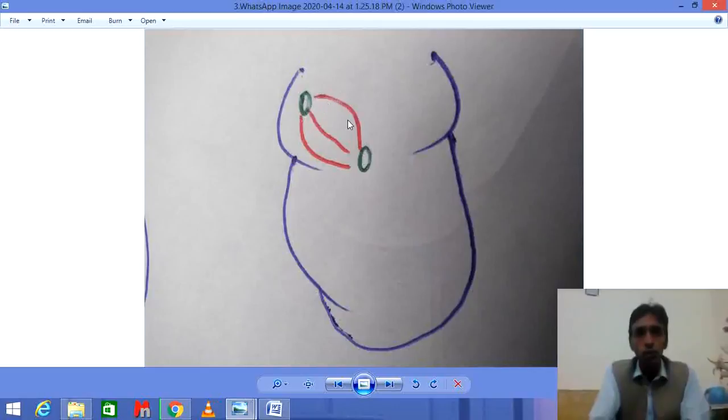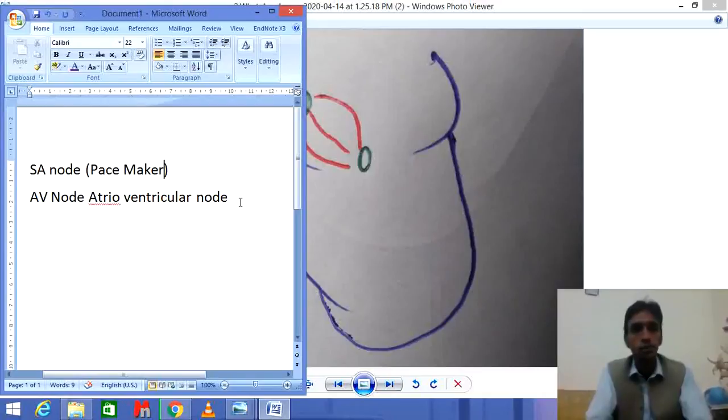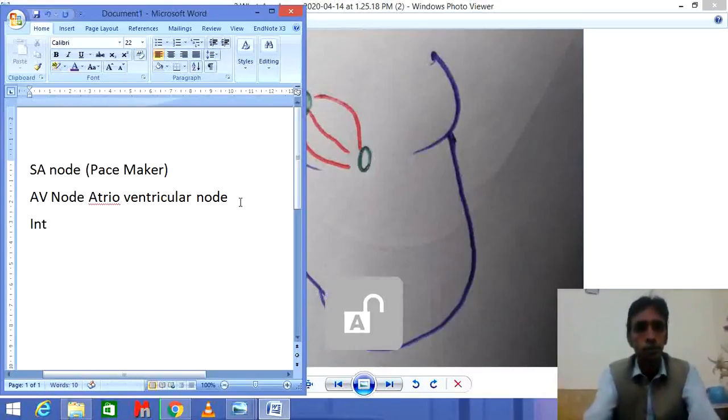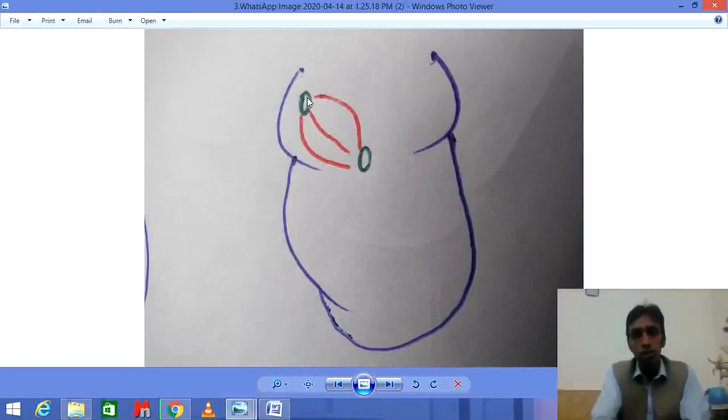These are internodal fibers. Three types of internodal fibers come from the SA node to the AV node. This one is called the anterior internodal fiber, this one the middle internodal fiber, and this one the posterior internodal fiber.